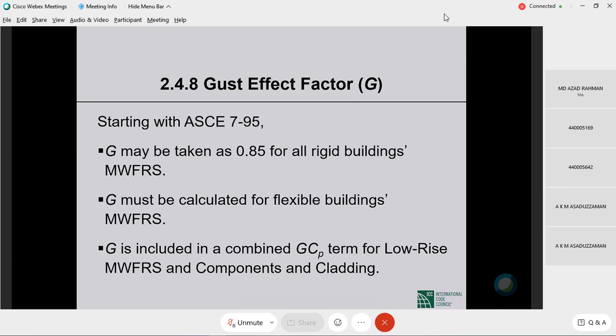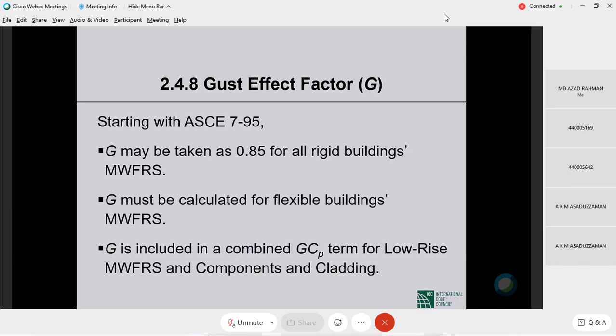G and the external pressure coefficient C sub P are lumped together and given to us in a lumped together manner in many situations in ASCE 7 and BNBC 2020. We will look at that as we go through the material. So sometimes it is G separate from C sub P. Other times it is G and C sub P lumped together.